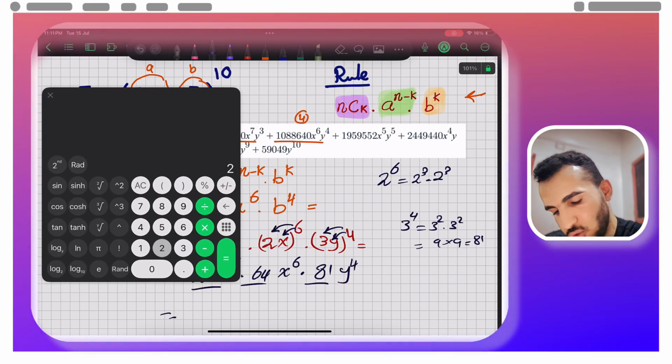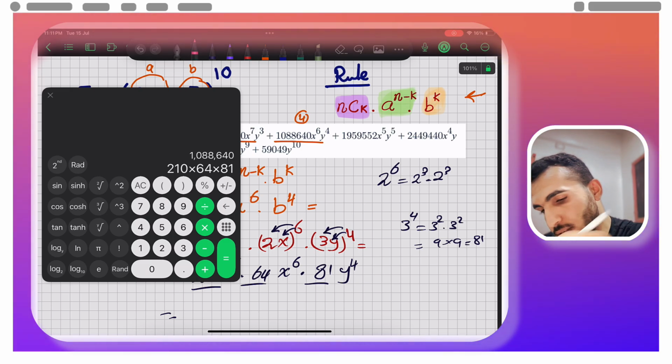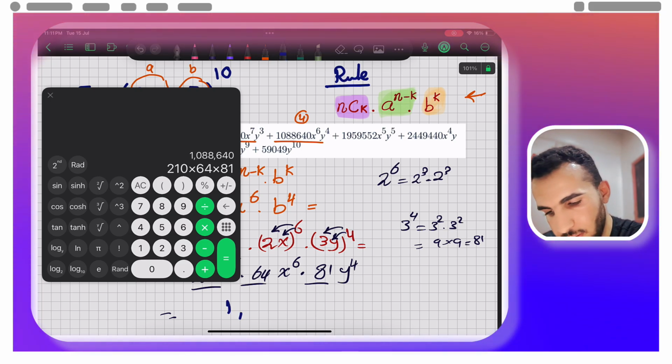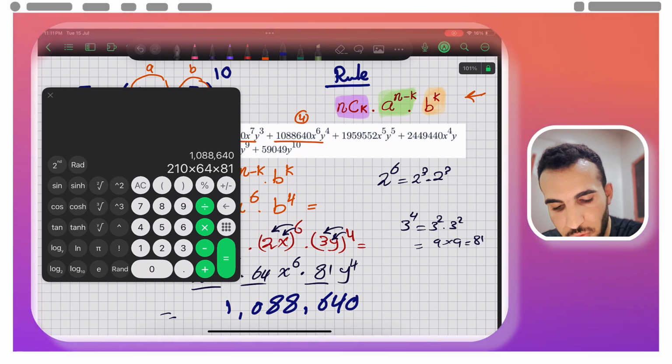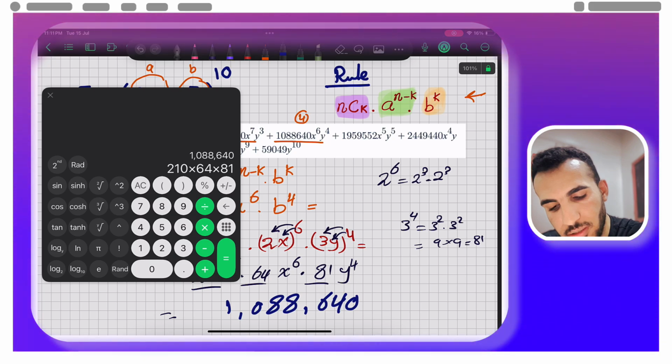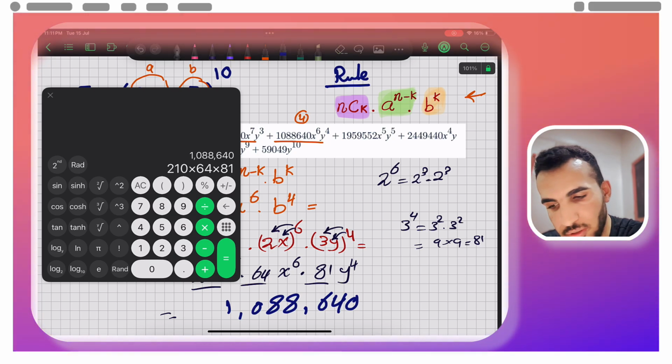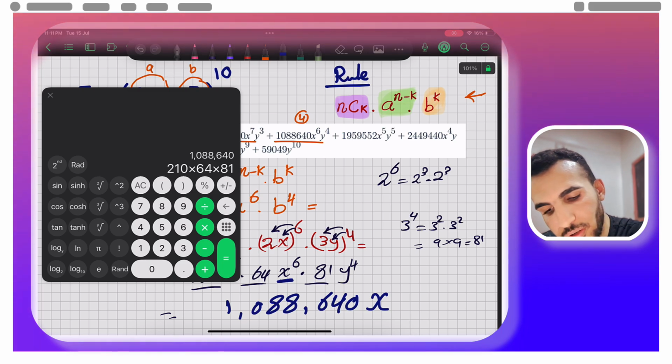So I have 210 multiply 64 multiply 81. So the result should be equal to 1 million. Really? So it's really hard. So let's write the number down. It's 1,088,640, and I'm gonna leave the coefficient. So this is a coefficient. I'm gonna leave the variable down. The variable here is x power 6 and y power 4.